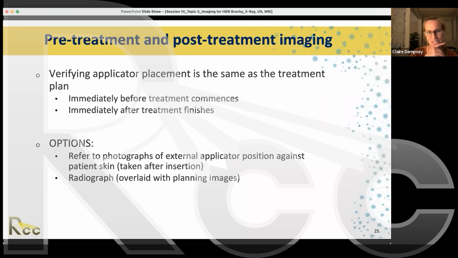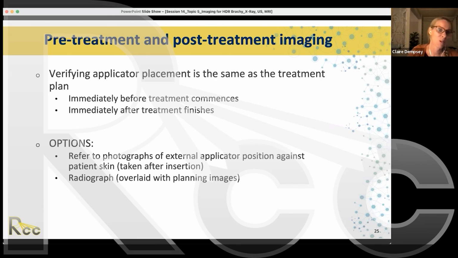So the other imaging that I would say is probably less important, although still useful, is doing pre-treatment and post-treatment imaging. When I talk about pre-treatment, I mean taking an image immediately before you turn the machine on. By doing that, you're verifying that the applicator is still in the same position as it was for your treatment plan. Then perhaps another image immediately after the treatment finishes to validate that the applicator hasn't moved over the course of treatment. So you're then more confident that the plan you've created is the plan you've delivered to your patients.